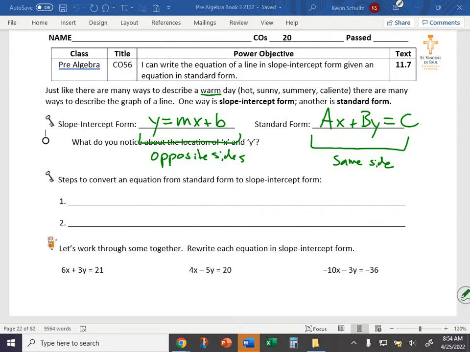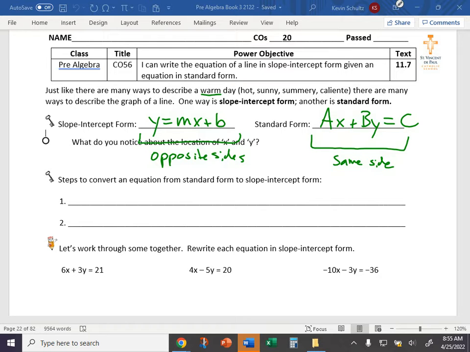Opposite operations. Essentially, what we're doing is we're solving for y. We're getting y by itself. And so to move everything else over to the other side, we're using the opposite operations method. So you've kind of done this before. Just kind of new context.